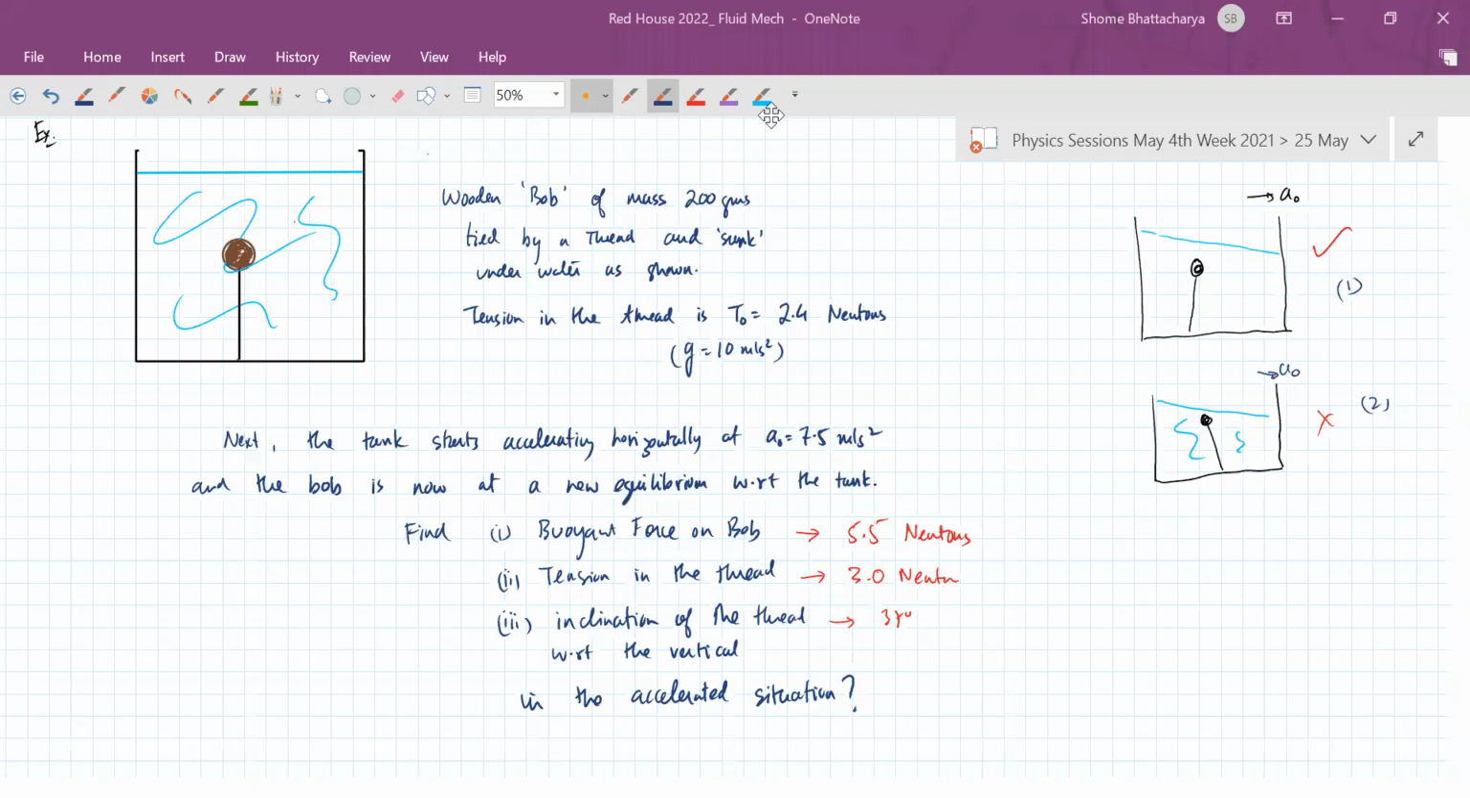So in this question, what we have to understand is that initially, when the tank is not accelerated, obviously buoyant force dominates over mg. That is why there is tension in the string and the bob doesn't fall to the floor. So in the second case, when there is acceleration in the tank, buoyant force's horizontal component will dominate over pseudo force, and buoyant force's vertical component will dominate over weight.